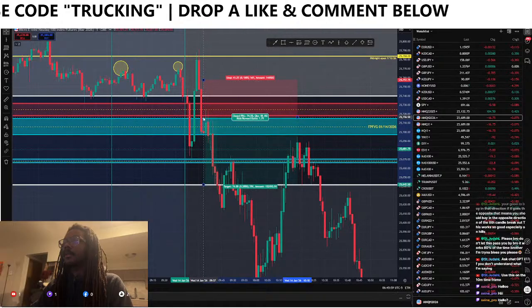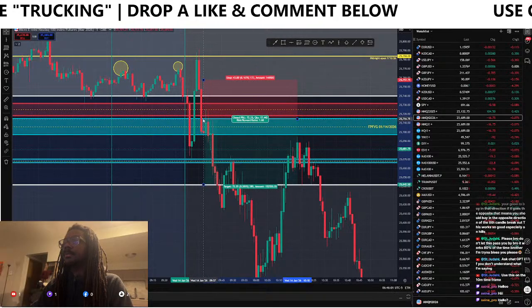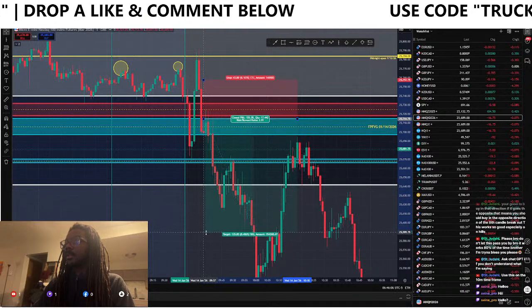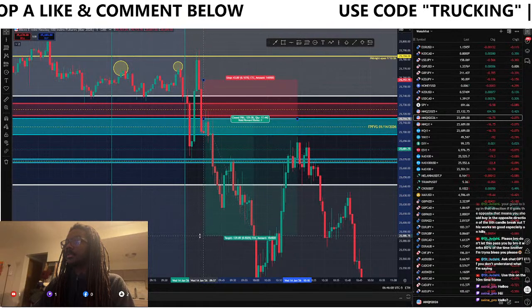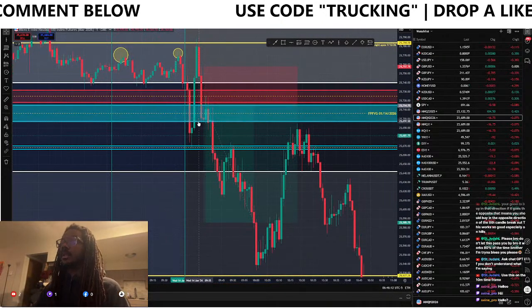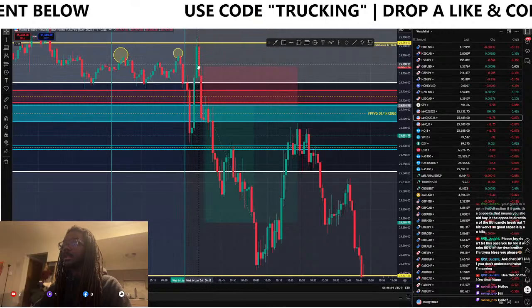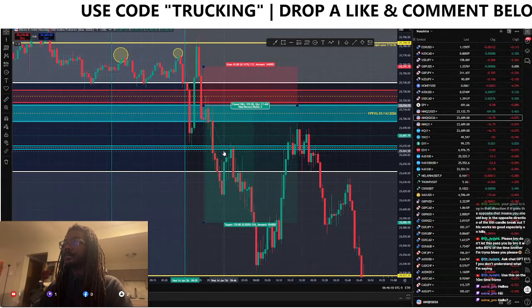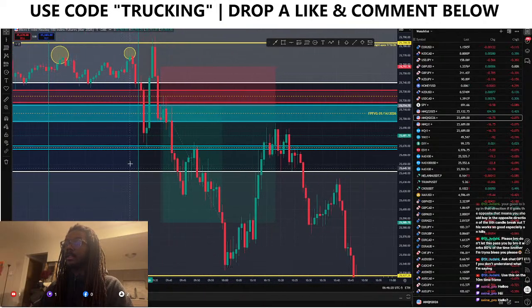Maybe try to get my first entry somewhere up in there, and then go for a 3-to-1 risk to reward ratio. At bare minimum, at least a 3-to-1. And as you guys can see, just using the silver bullet, we respected this first presented fair value gap right here. This is the 1 minute chart.